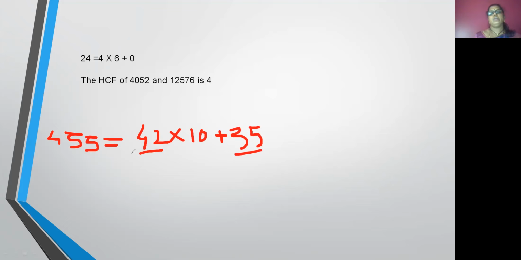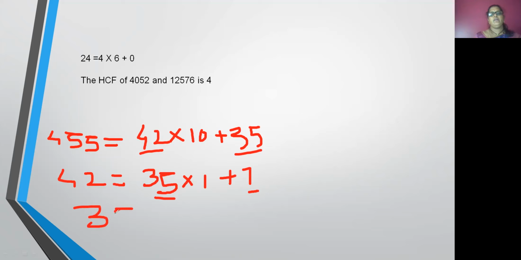Now do the step. 42 is the dividend and 35 is the divisor. How many times? 35 ones are 35, plus what is the remainder? 7 is the remainder. Yes, now what do you have to do? 35 and 7. So 35 you have to take and 7 table, how many times? Exactly, it will divide. So 7 into 5 plus, what is that?